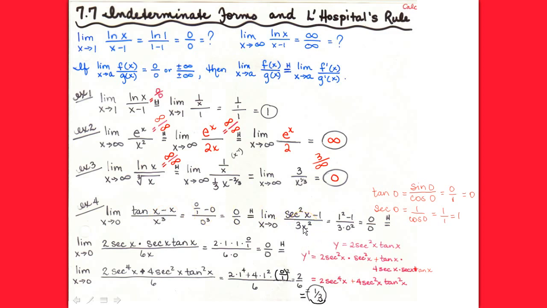All right, so now let's plug in and see if we fixed it and made it well behaved. We put in 0. We talked a moment ago about how the secant of 0 would be 1. So this is secant squared, so that's going to be 1 squared, minus 1, and then down here 3 times 0 squared. So again, I get 0 over 0. As we saw earlier in the examples, sometimes we have to use L'Hopital's more than once. So I'm going to use L'Hopital's a second time.